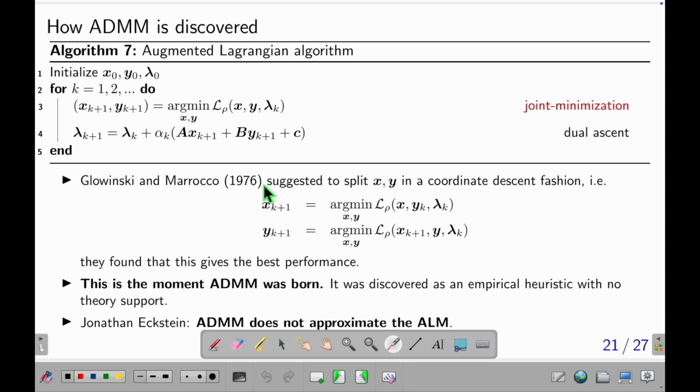Okay, important, very important. I split them. It does not mean the algorithm that splits them is an approximation of the original algorithm. I'm just splitting them. It's possible that if I really solve it jointly, minimizing x and y together, the convergent solution may be different from when I split them. Okay, this is by Jonathan, basically an early researcher on ADMM.